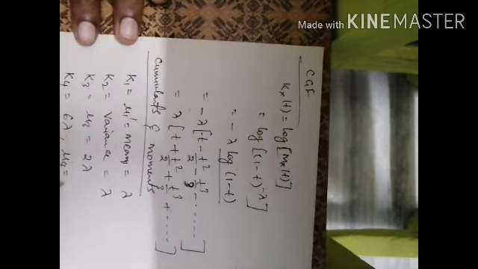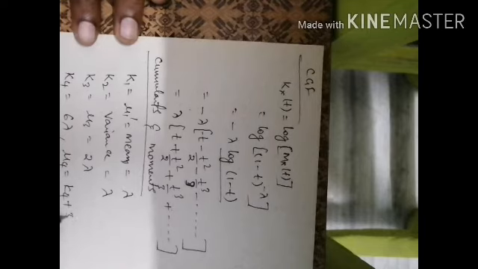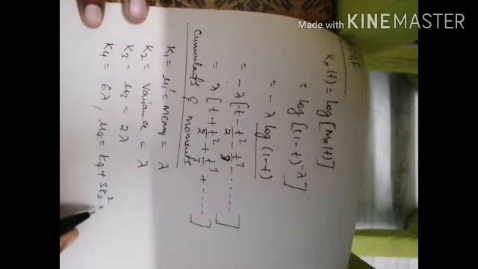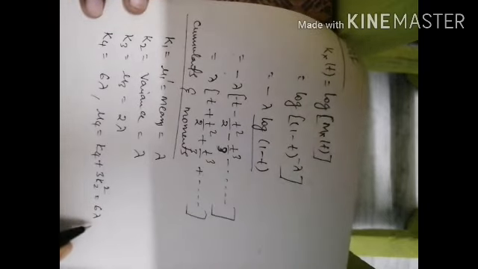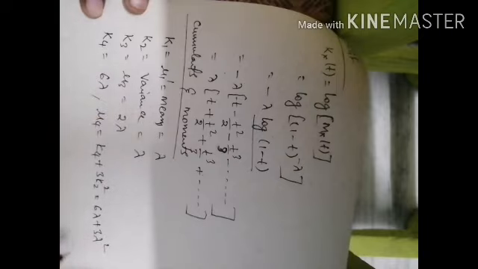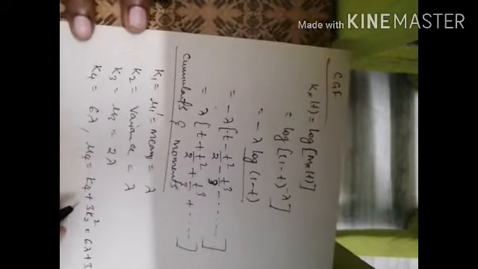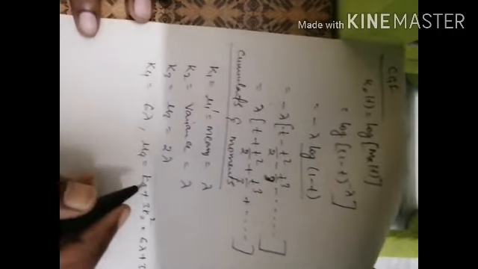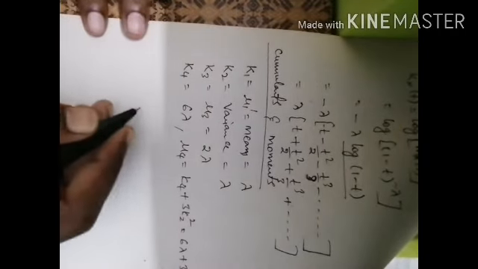Mu4 is equal to k4 plus 3 times k2 square. What is k4? 6 lambda, plus 3 times k2 square, which means lambda square. So 3 lambda square plus 6 lambda is the fourth central moment. So these are the properties of the gamma distribution with one parameter.